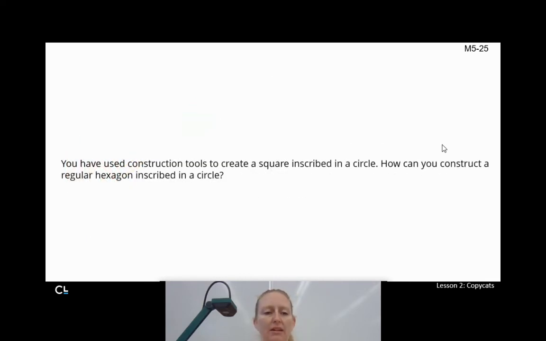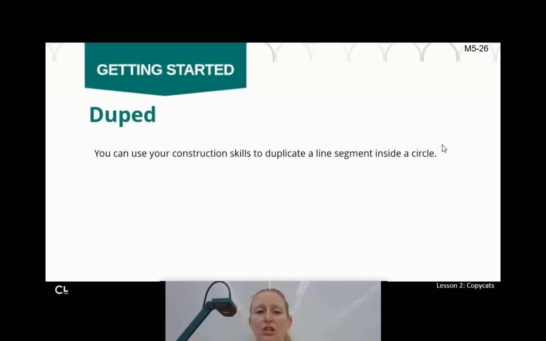So you've used construction tools to create a square. We didn't quite get to inscribing it in a circle, but we did create a square. And we are going to talk about how we can construct a regular hexagon inscribed inside of a circle. So to get us started on page 26, you can use your construction skills to duplicate a line segment inside a circle. We duplicated line segments last time, right? We just used our compass and marked how long it is, and then we duplicated it.